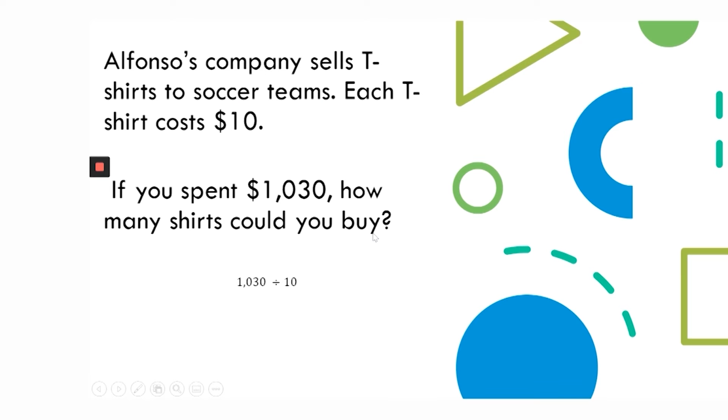Here we go. We're going to start off with our first application problem. And before we go to decimals, let's do some of the work with whole numbers. Alfonso's company sells t-shirts to soccer teams. Each t-shirt costs $10. If you spent $1,030, how many shirts could you buy? Now you can see the expression is already down here for you. 1,030 divided by 10. Go ahead and solve that problem right now.